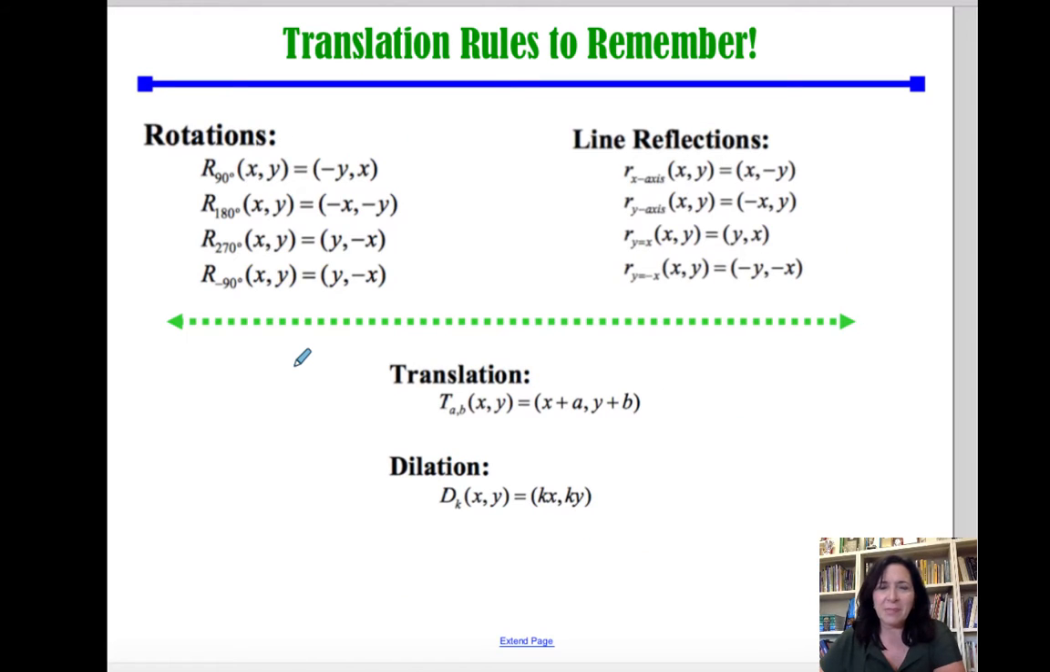Okay. Now, on your midterm, you are going to be required to know these translation rules. You actually need to memorize them.